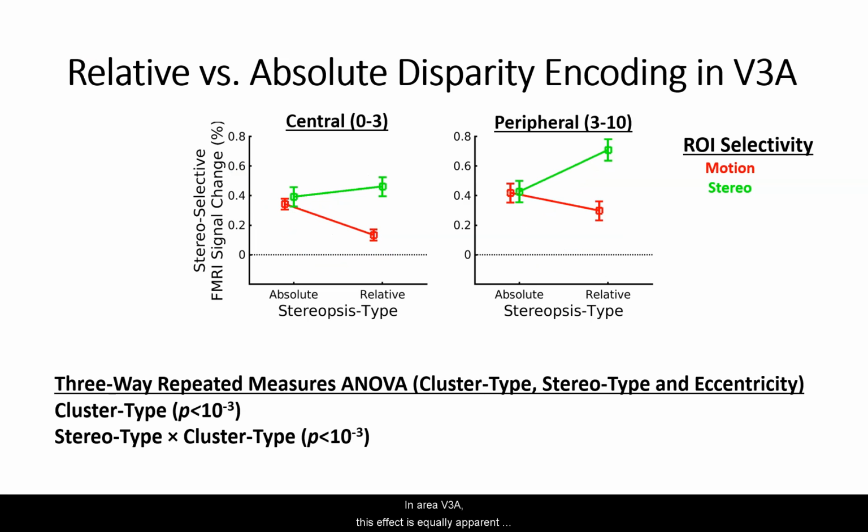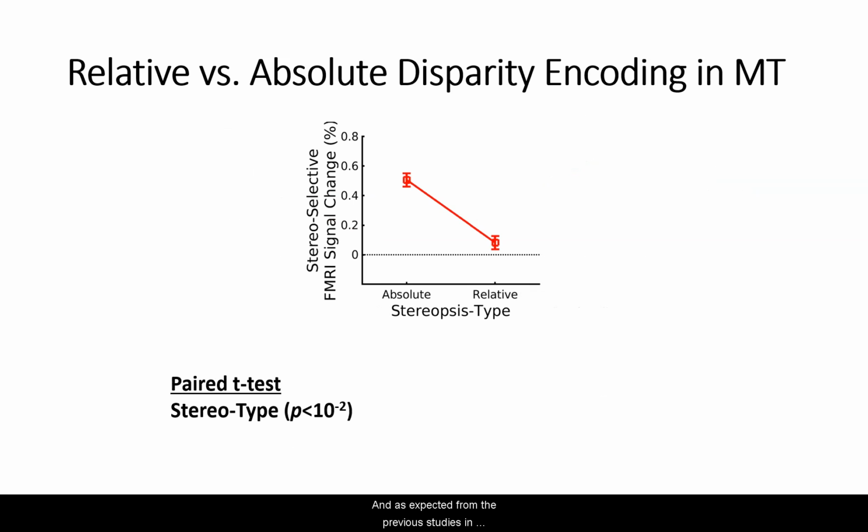In area V3A, this effect is equally apparent in the central and peripheral visual field representations. In both parts, motion selective sites responded more strongly to the absolute compared to relative disparity cues. An opposite pattern was detected within the stereoselective sites. And as expected from previous studies in non-human primates, we found a strong bias in favor of the absolute compared to the relative disparity cues in area MT.